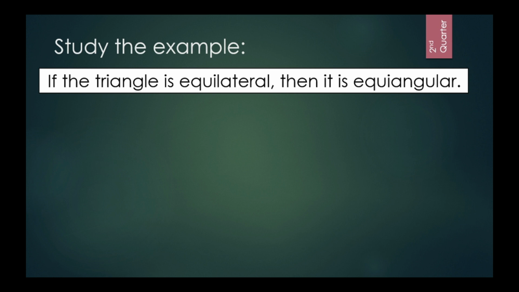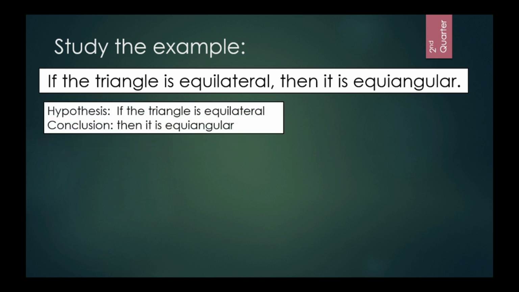Study the given example. If the triangle is equilateral, then it is equiangular. You know what equilateral means? Equilateral means that all the sides of a triangle are congruent. How about equiangular? Equiangular means that all the angles of a triangle are congruent.